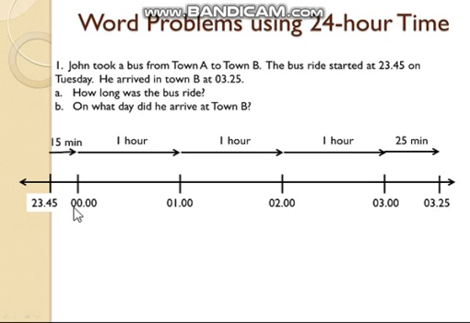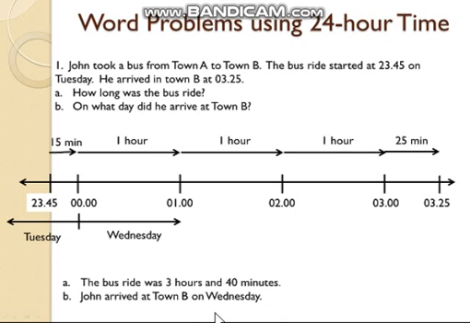Please remember, you see this 00 hour here. This one is the mark for the new day. After 00 at midnight, you will go to the new day. The time that he took the bus was on Tuesday, and after the 00, it becomes Wednesday. So he arrived at town B on Wednesday. This is how you solve the problem. You need to write down the answer statements, and then you solve the problems.